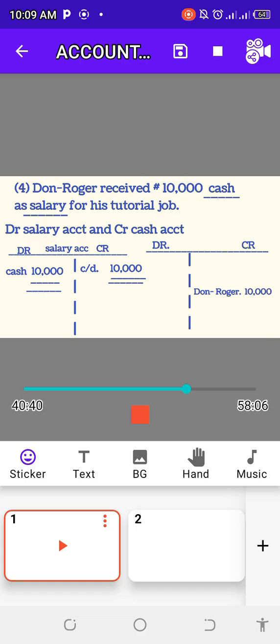You balance off. You bring the balance for the purpose of balancing off to the other side. Balance carried down is equal to what? 10,000. Yeah, you rule off, and that is all.